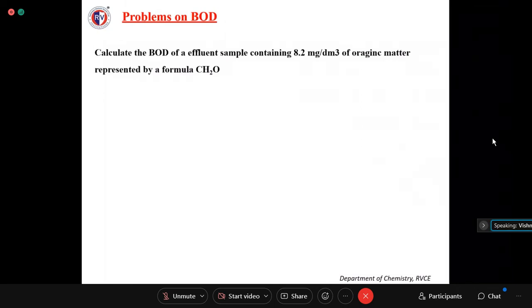Again, go back to the BOD definition. What is the BOD definition? The number of milligrams of oxygen required to oxidize all the biologically oxidizable impurities present in 1 dm cube of wastewater. Microorganisms, incubation, all those things are there. But what is our main aim? To oxidize all the oxidizable matter present in the water body. That's all.